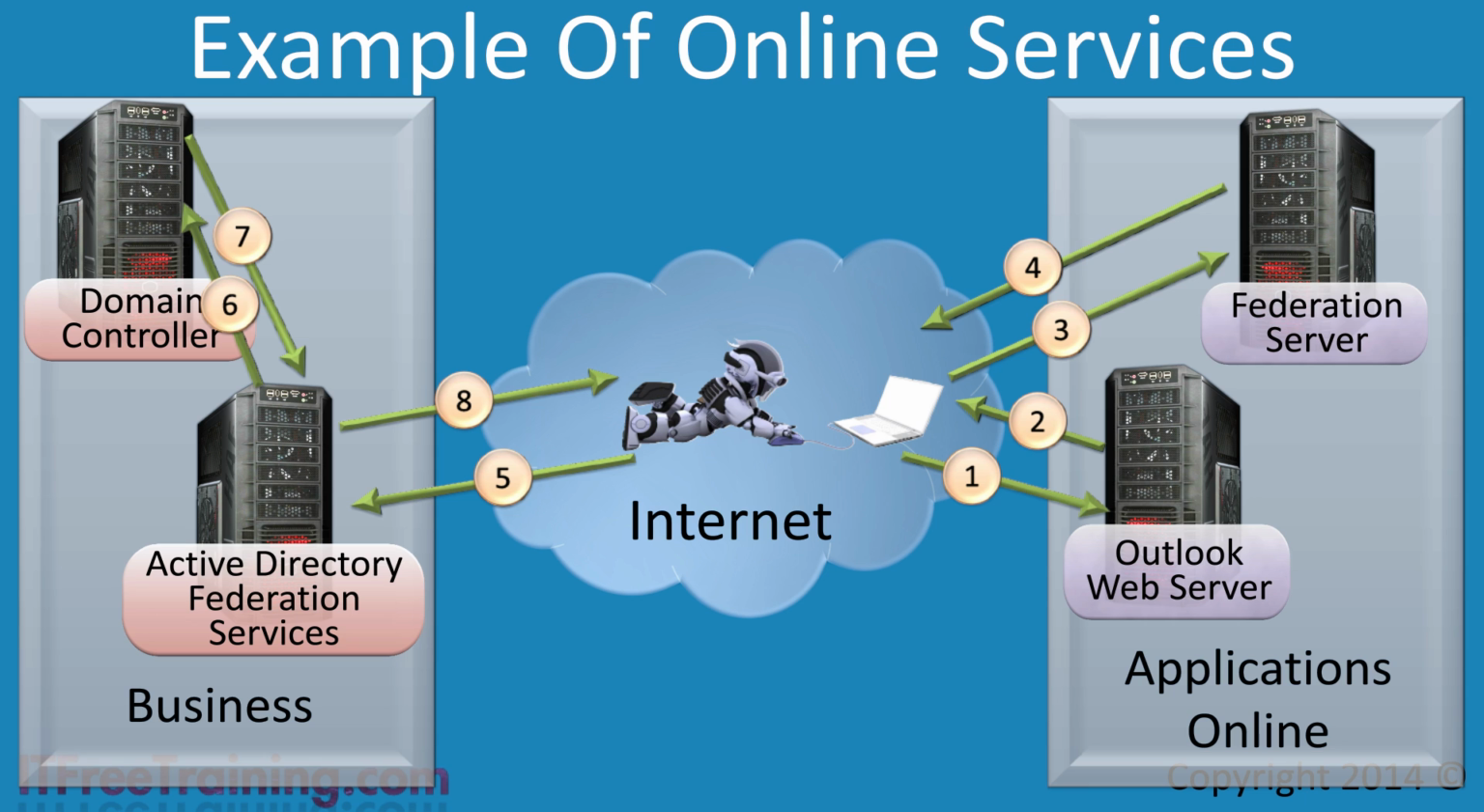The user is then able to give this claim to the Federation server. The Federation server looks at the claim and is able to determine who the user is, what they want access to, and verify the claim is real using the digital signature in the claim.